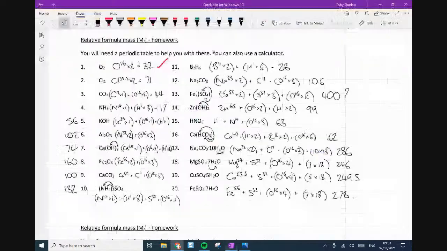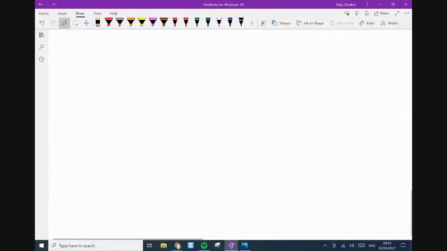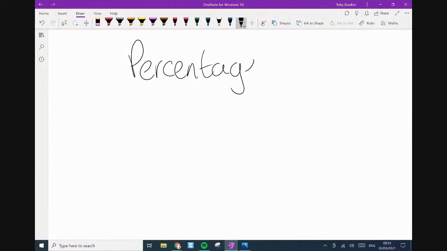Right, let's go to today's lesson. Okay, so today's lesson is percentage composition. Percentage composition. This is a nice, easy lesson today.